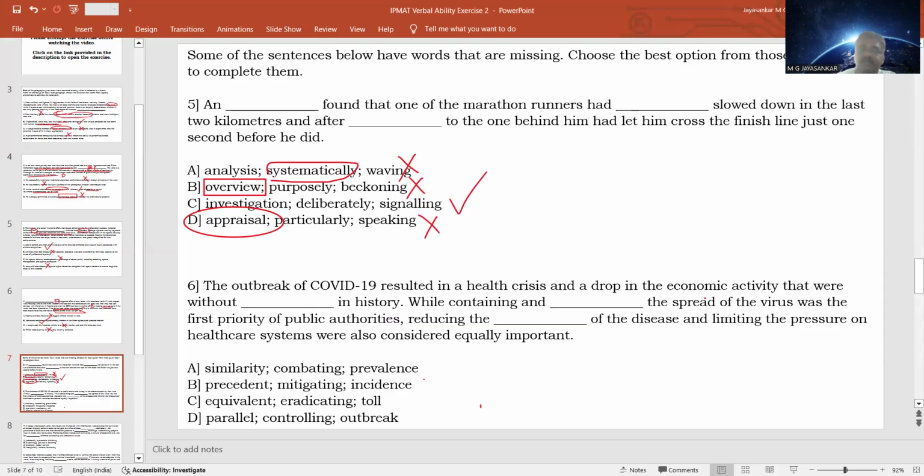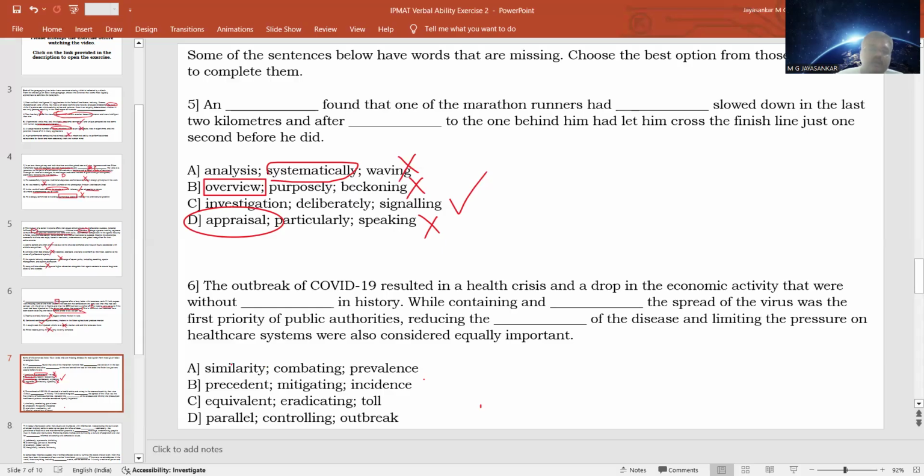While containing and dash the spread of the virus was the first priority of public authorities, reducing the dash of the disease and limiting the pressure on healthcare system was also considered equally important. So this was something unheard of in history, the COVID-19, and containing the disease was the first priority, but reducing the dash of the disease and limiting the demands on the healthcare system was also equally important. This is the paragraph.